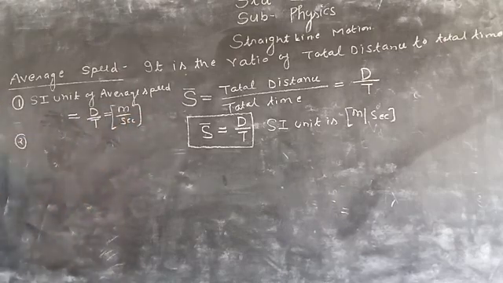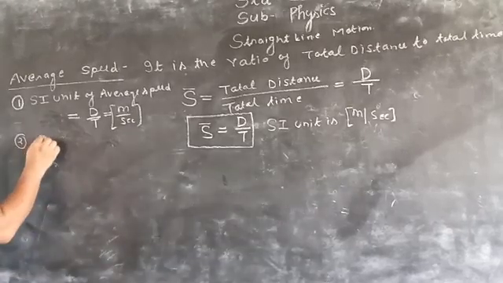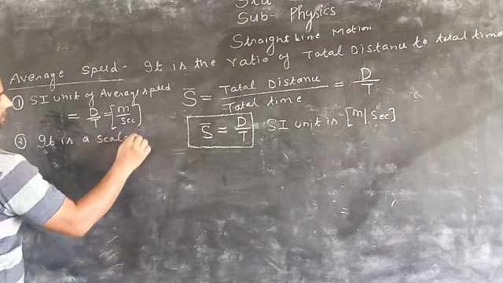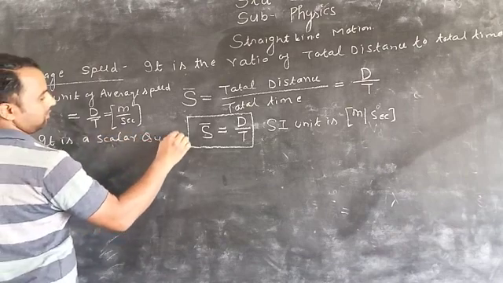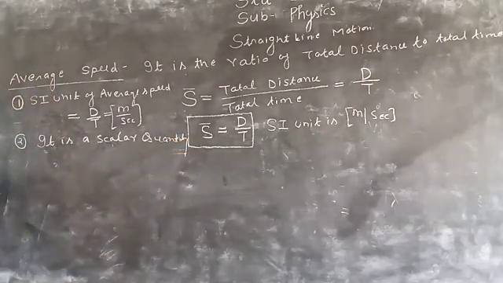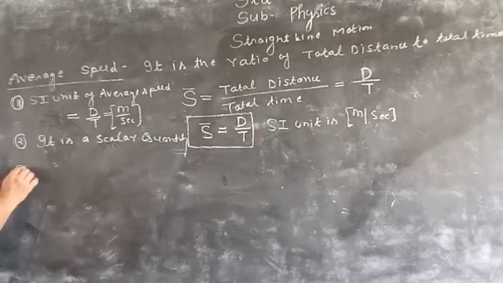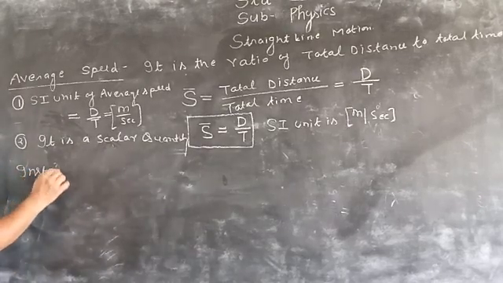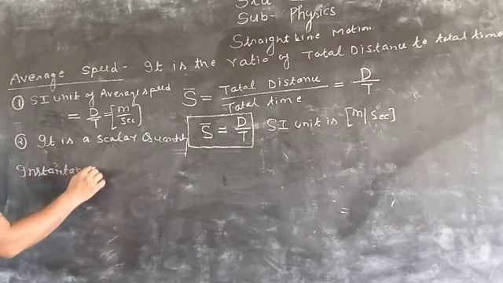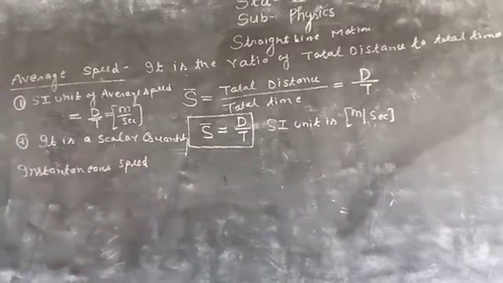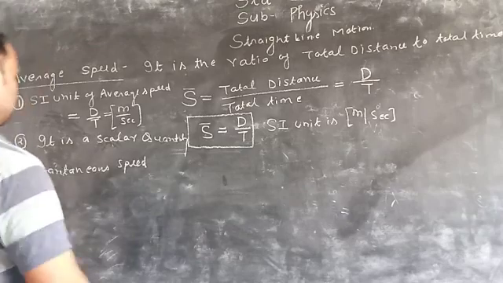Second point, we have to remember that it is a scalar quantity. It is a scalar. So we have to remember this case. And after that, we have to discuss instantaneous speed. Now, instantaneous speed. So we have to define the instantaneous speed.